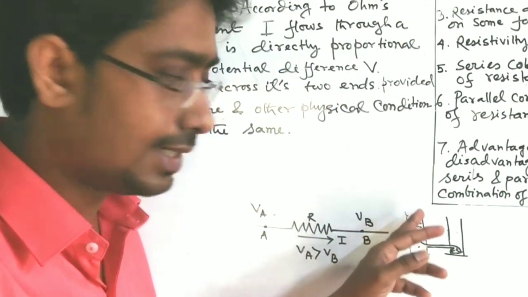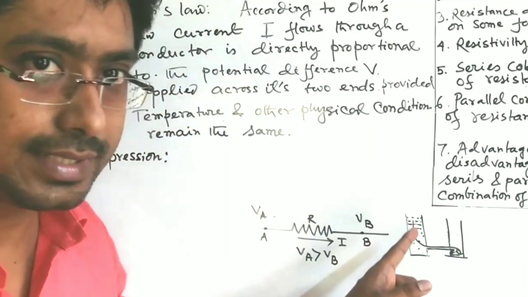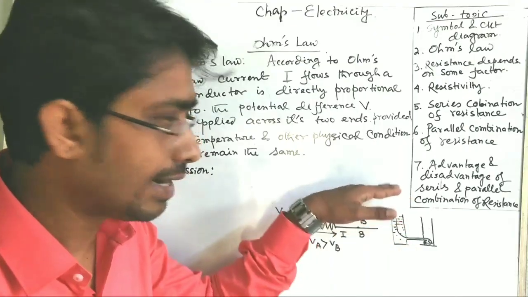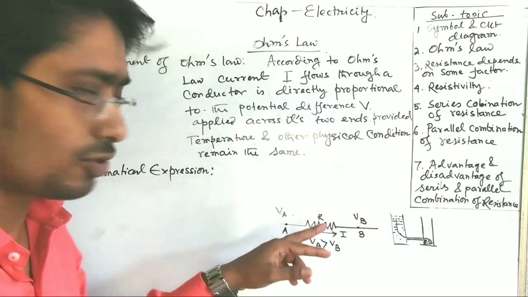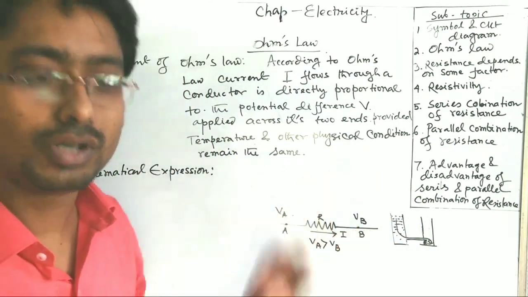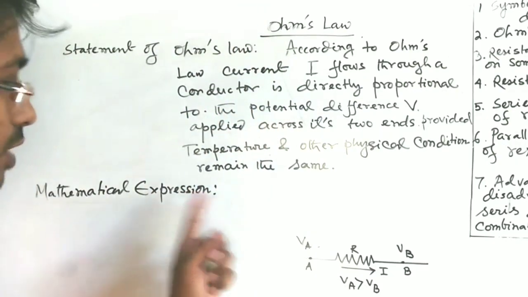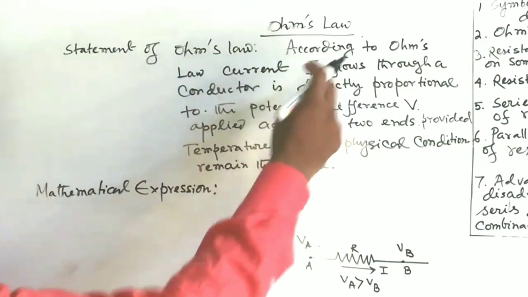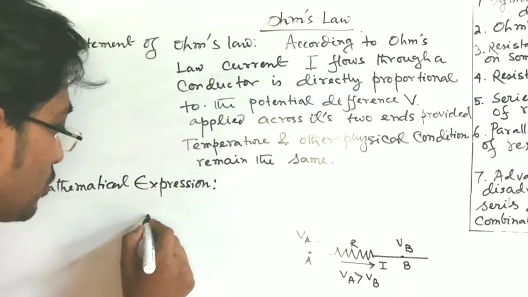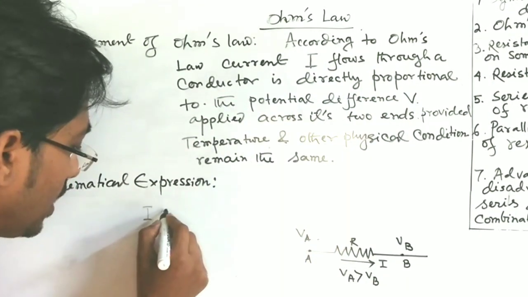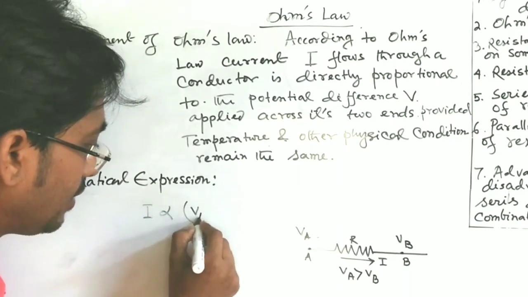If the height difference is greater, then greater flow will be there. In which direction is the water flowing? From higher level of water to lower level of water. In the same way, current always flows from higher potential to lower potential. Now, what will be the mathematical expression? According to Ohm's law, current I flowing through a conductor is directly proportional, so I is proportional to the potential difference.